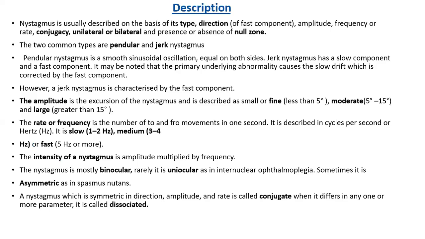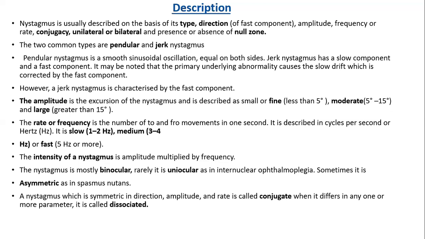Firstly, you need to know the type, whether it is pendular nystagmus or jerk nystagmus. That is the first point. Then you need to know whether it is unilateral nystagmus or bilateral nystagmus. Then, if it is jerk nystagmus, whether it is right jerk or left jerk, whether it is horizontal, vertical, torsional, or mixed. Then you need to comment about the amplitude, the frequency, and the intensity.